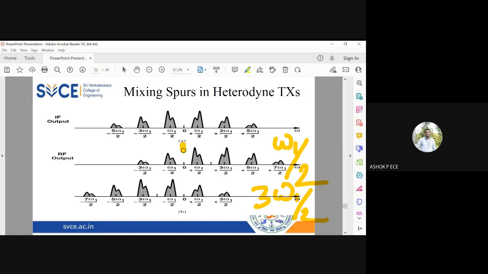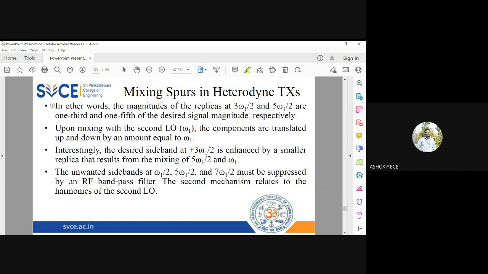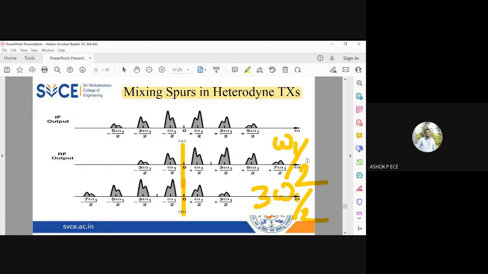If you take a mirror image at 0, here I have 4 components, but here I have 2. If you take the mirror image of the below portion, here I have 2, but here I have 4. So the input IF is symmetric, but because of mixing spurs happening at minus 3 omega 1 by 2, minus omega 1 by 2, omega 1 by 2, 3 omega 1 by 2, all the odd components of omega 1 by 2, we are going to have an asymmetric spectrum where detection at the receiver is going to become very, very difficult. In other words, the amplitude you see is reducing. The amplitude is also reducing as the spur increases.